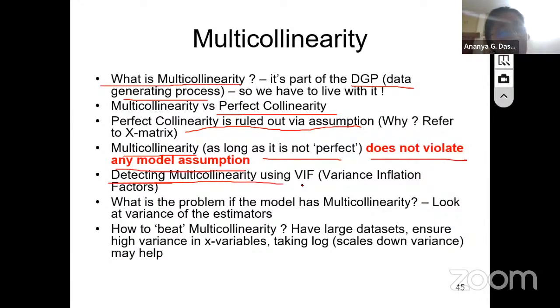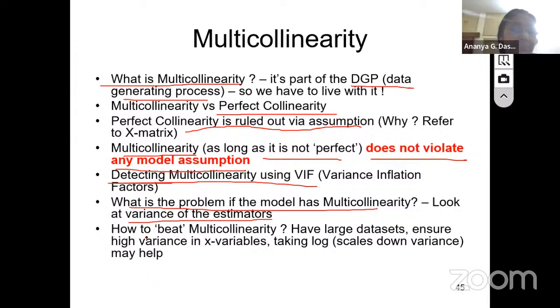Now, how do you detect multicollinearity? We use something called variance inflation factors, right? So I'll just discuss those. And what is the problem if the model has multicollinearity? To see what the problem is, we have to look at the variance of the estimators. I already told you the estimators are random variables. They have distributions which have means and variances and so on. So that's where we have to look to see what problem multicollinearity creates.